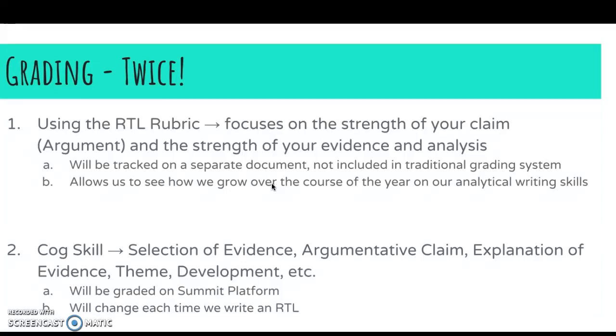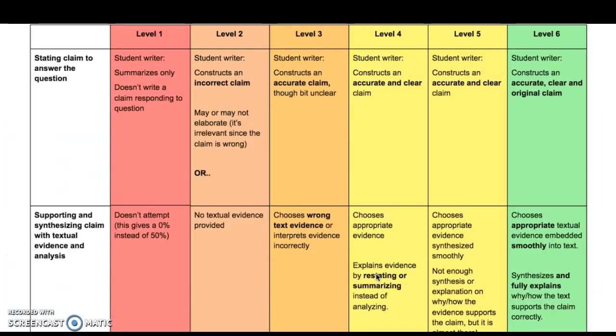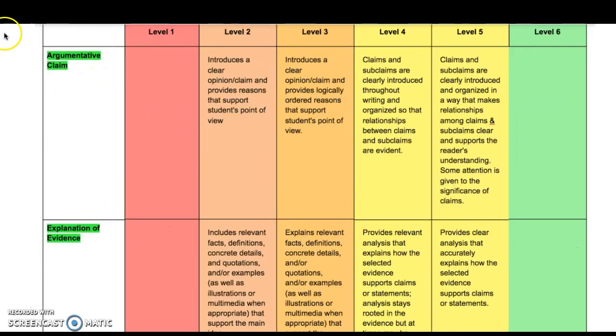You will also need to be looking at COG skills, okay, right? And this will be graded on the Summit platform. And this will change each RTL that we write. So sometimes you'll be graded for selection of evidence, sometimes argumentative claim, sometimes explanation of evidence or theme or development. So for every RTL, you will get 2 grades, one for the RTL rubric, which you can pause and look at if you would like, and your second grade for a COG skill, for example, argumentative claim or explanation of evidence. So now you will want to pause this video and answer question number 6 on your worksheet.